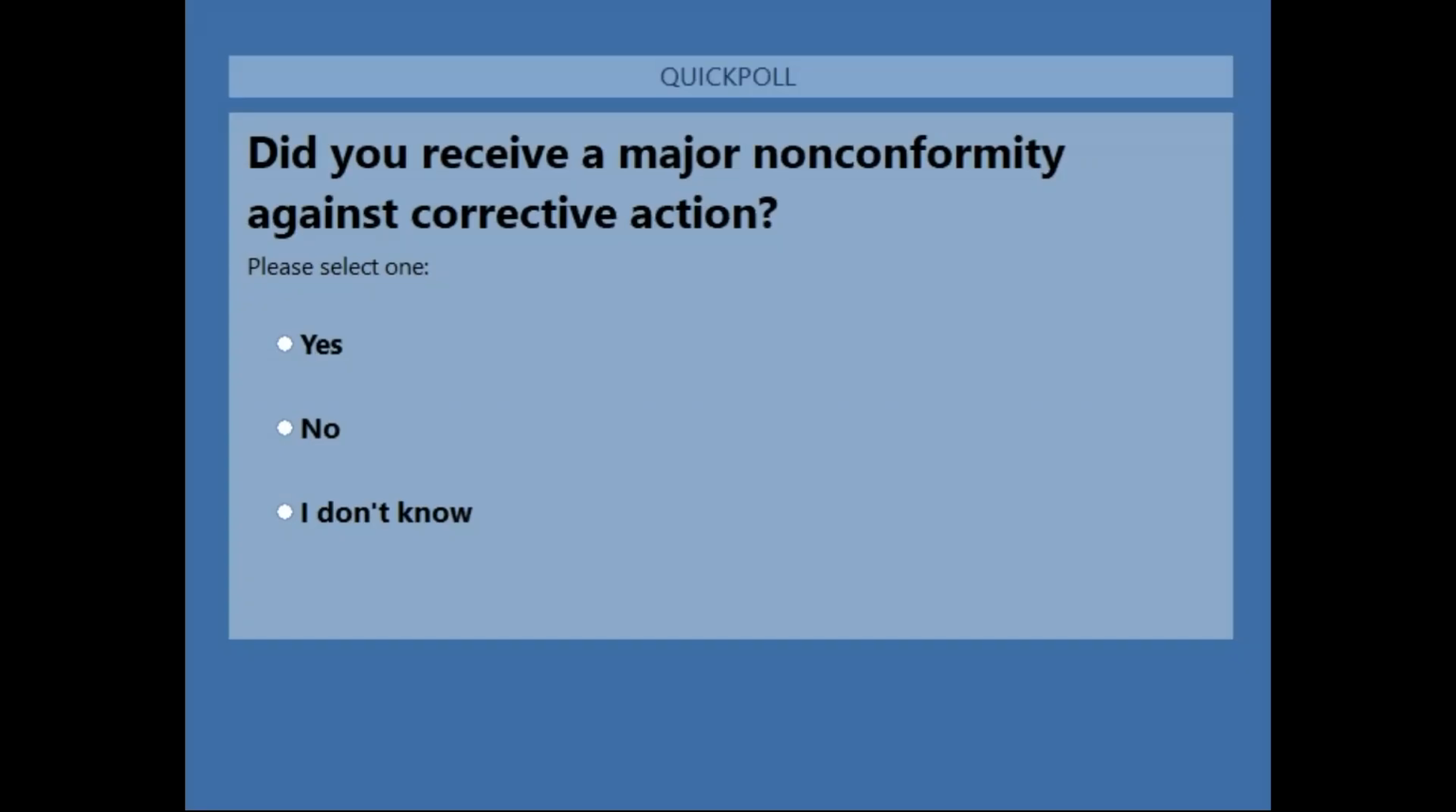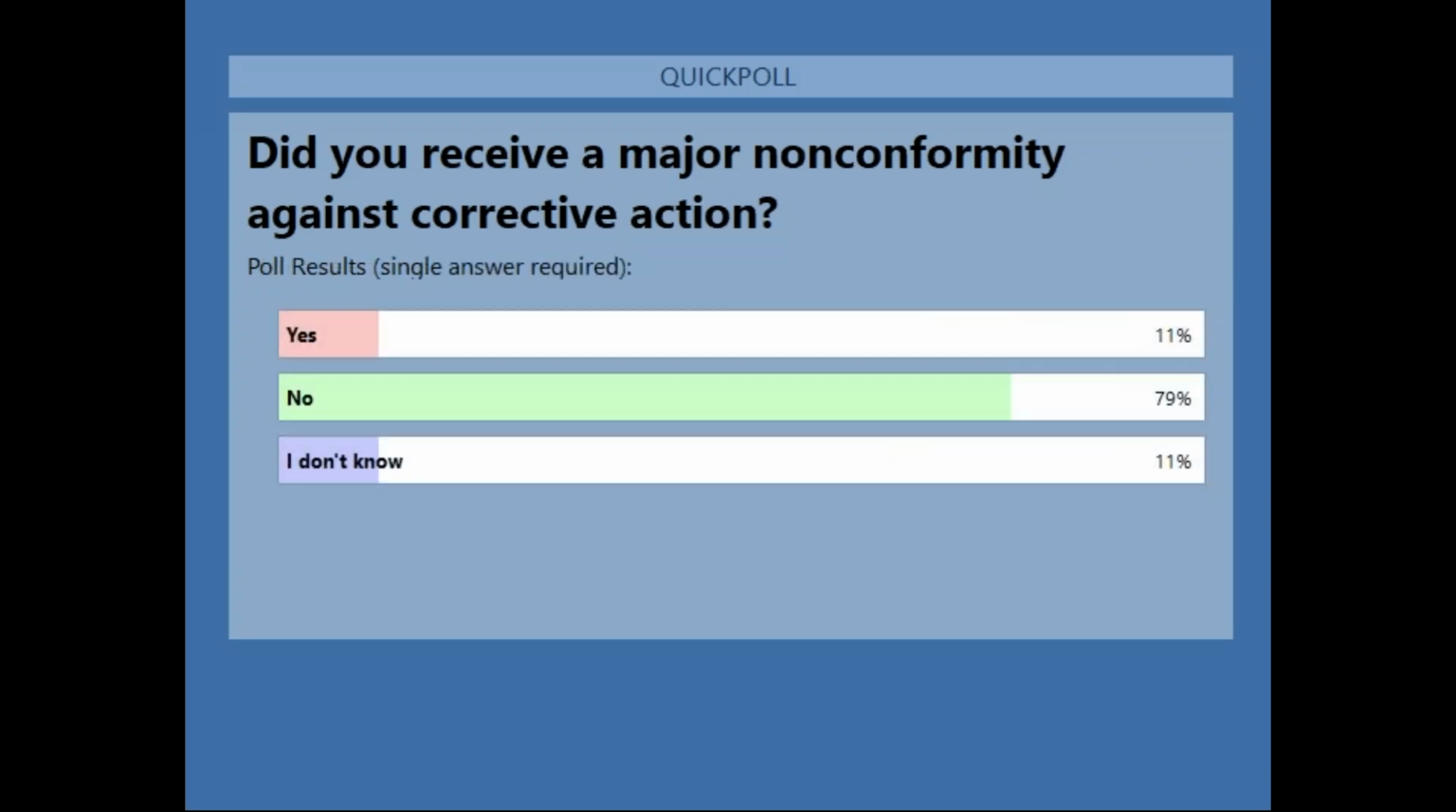Thanks very much, Rob. So our second poll of this afternoon is on your screen now. And it is, did you receive a major nonconformity against corrective action? And the responses are quite simply yes, no, and I don't know. So 11% of you have said yes, 79% no, and 11% I don't know. So I'm going to hand back over to Rob now.